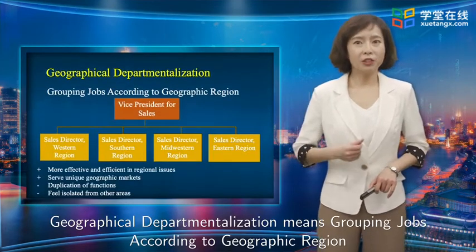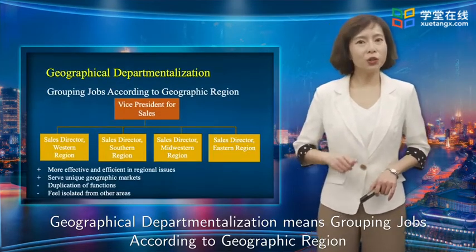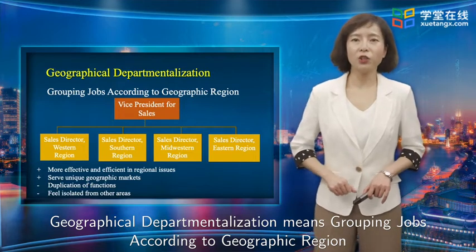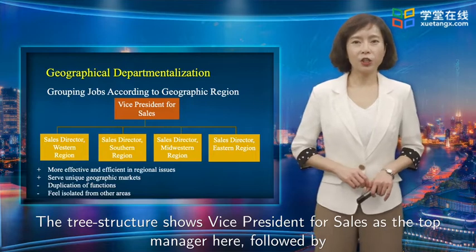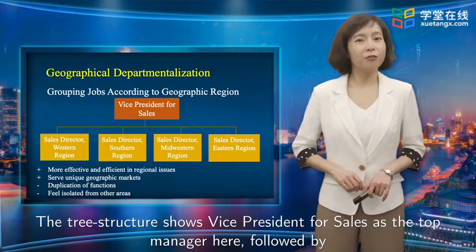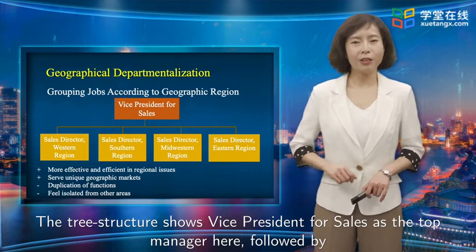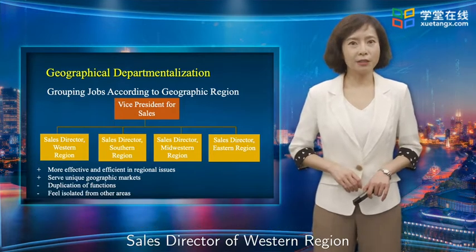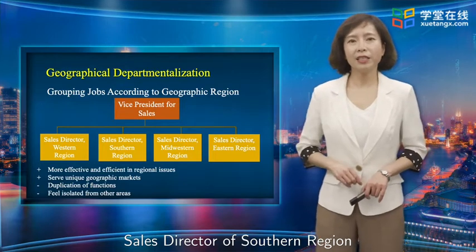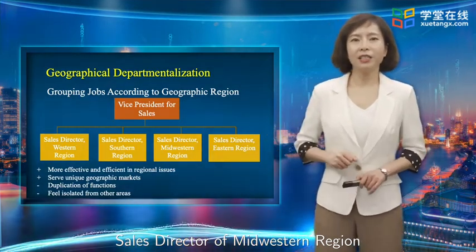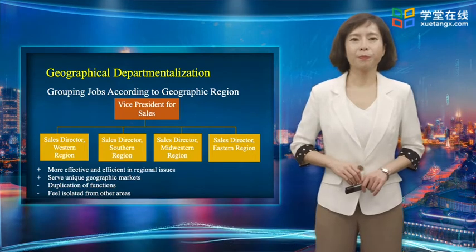Geographic departmentalization means grouping jobs according to geographic region. The tree structure shows Vice President for Sales as the top manager here, followed by Sales Director of Western Region, Southern Region, Midwest Region, and Eastern Region.